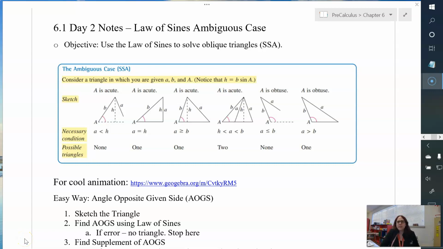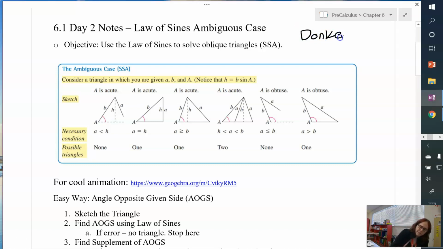Snook with section 6.1 day 2 notes, and we're going to do the law of sines with what's called the ambiguous case. So if you think way back to geometry, we told you that you could not prove triangles are congruent using side-side-angle. Might have even called it the donkey case. And today you're going to find out why and how to handle it.